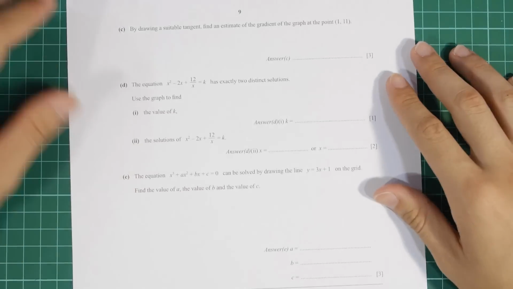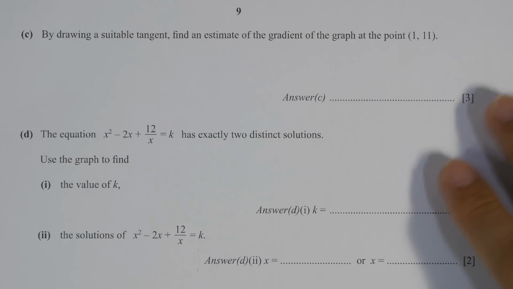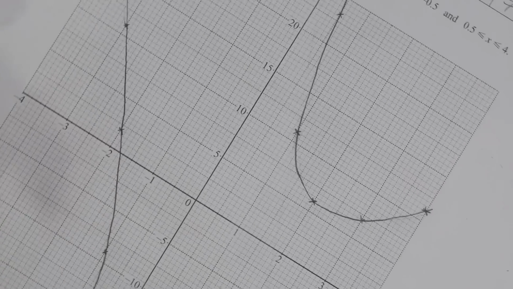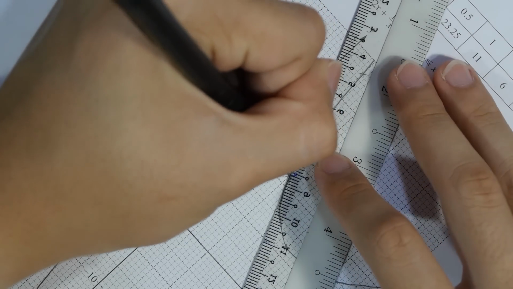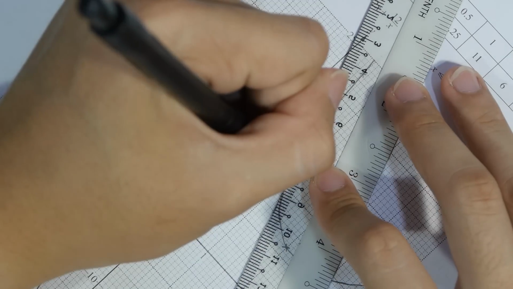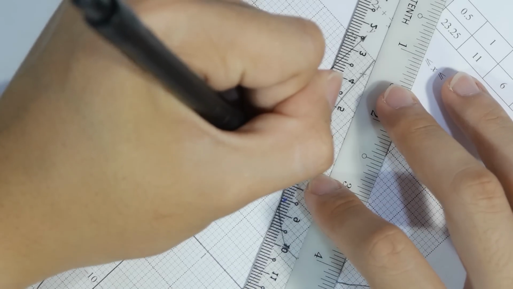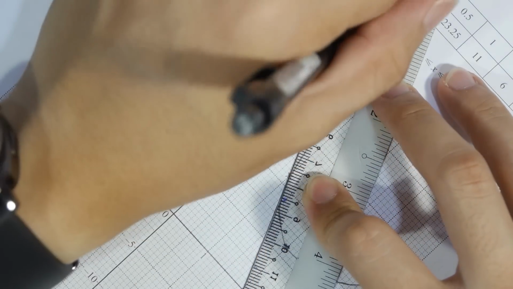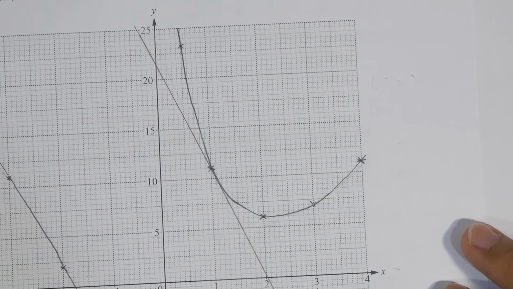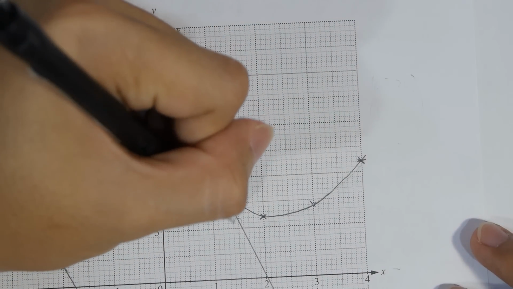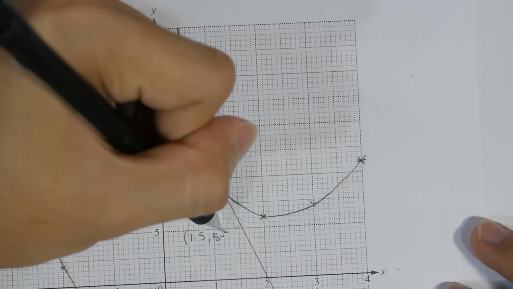By drawing a suitable tangent, find an estimate of the gradient of the graph at the point (1, 11). So simply draw down a tangent line from the point, then select 2 points from the line itself to run the calculation. So y2 minus y1 over x2 minus x1, and your final answer is negative 10.9. It has an acceptable range stated in the marking scheme. So if your answer is different from mine, it is totally fine.